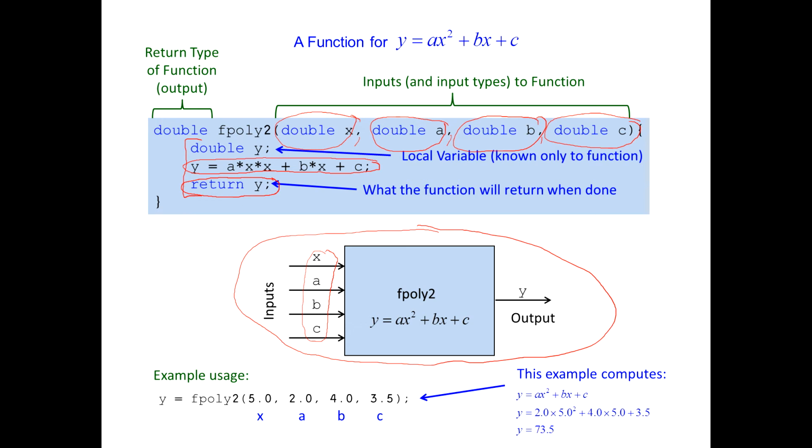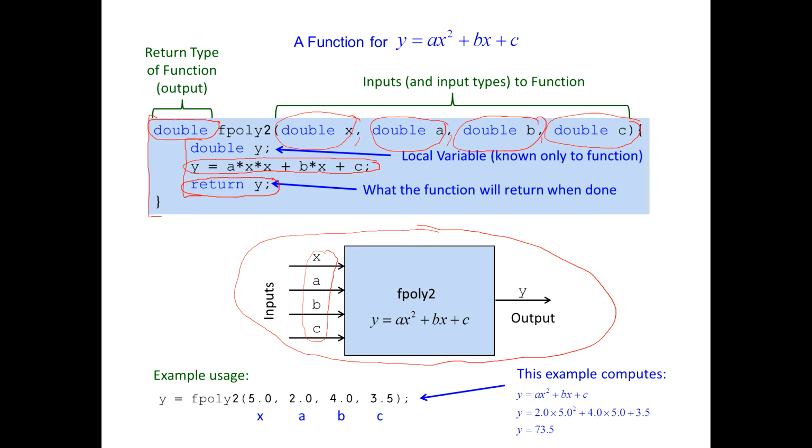Okay, and then ultimately, this defines the type of the function. So here we're saying this function will be returning a double type. And so this is what we have to do to create pretty much any function: define the type of the function, define the inputs, and then do the computations that we need, and then return something back.